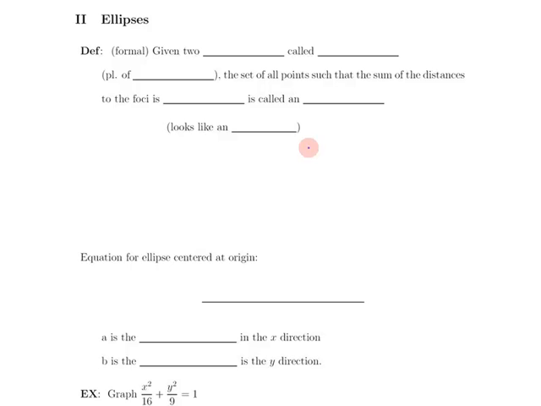The formal definition for an ellipse is given as follows. If you have 2 points, which are referred to as foci, which are the plural of focus, right? You have 2 foci, each one is a focus of the ellipse. The set of all points such that the sum of the distances to the foci is constant is called an ellipse. And like I said before, it looks like an oval.